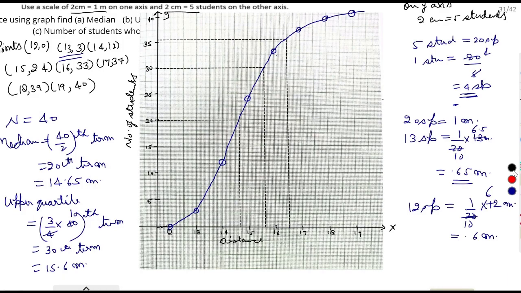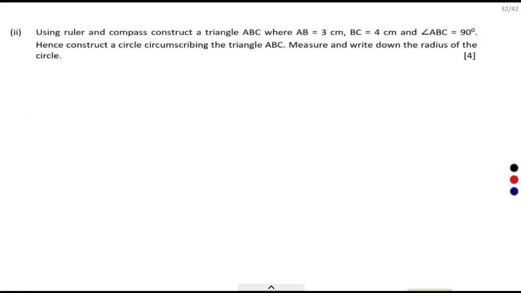Approximately 36. That is 40 minus 36, 4 students. Second part, it is from construction.